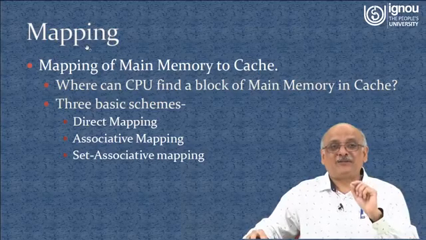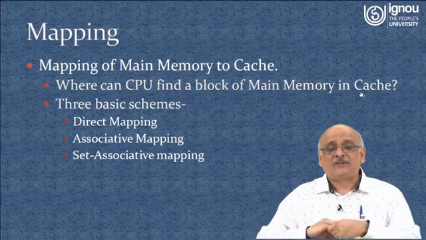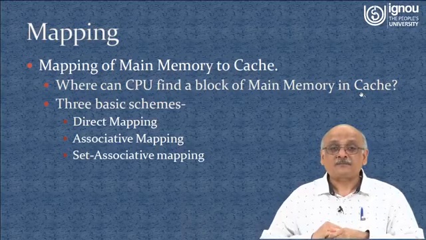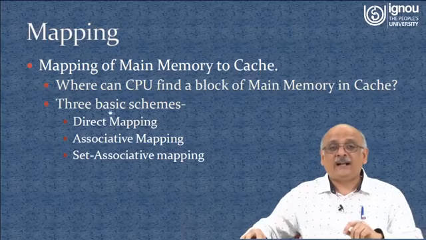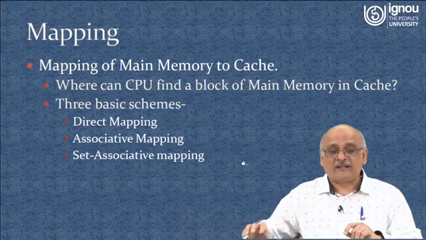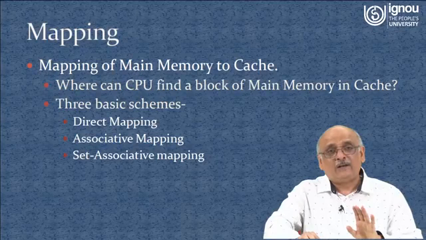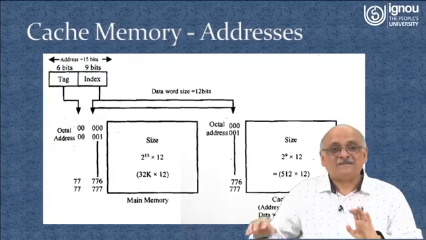Now the next thing you need to remember is the mapping of main memory to cache. Where can the CPU find a block of main memory in cache? This is a big question, and there are schemes for it. The three basic schemes are direct mapping, associative mapping, and set associative mapping. All three have been discussed in your blog, and let's discuss them with the help of a few examples, not just one.